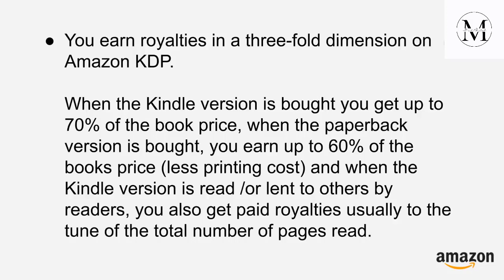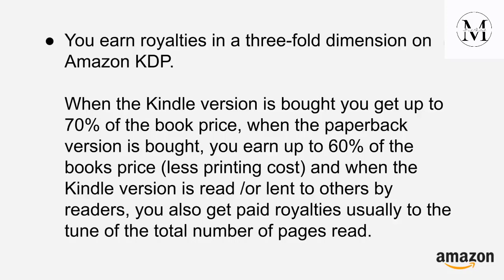Now, when the paperback version, the printed version, is bought, you earn up to 60% of the book's price minus the printing cost. And what this means is that on Amazon KDP, when you publish the printed version, before it is published, Amazon will tell you the cost of printing this book. Amazon will calculate and tell you that it's going to cost $3 to print your book. So before you set the book's price, you have the liberty to add the $3 cost of printing.